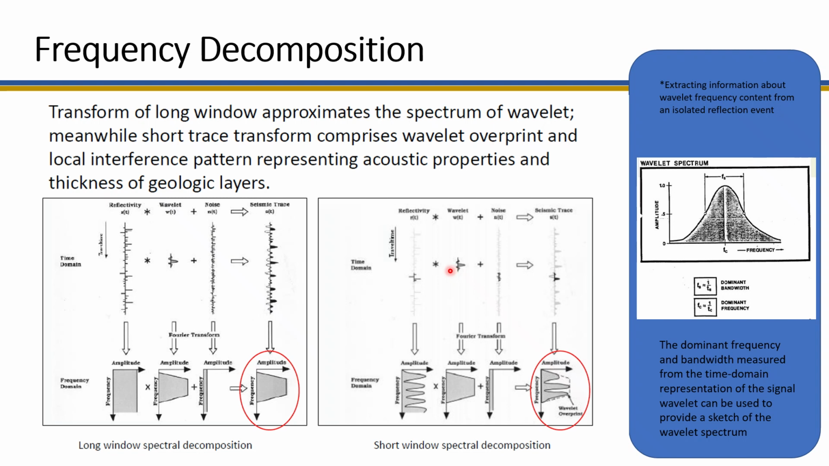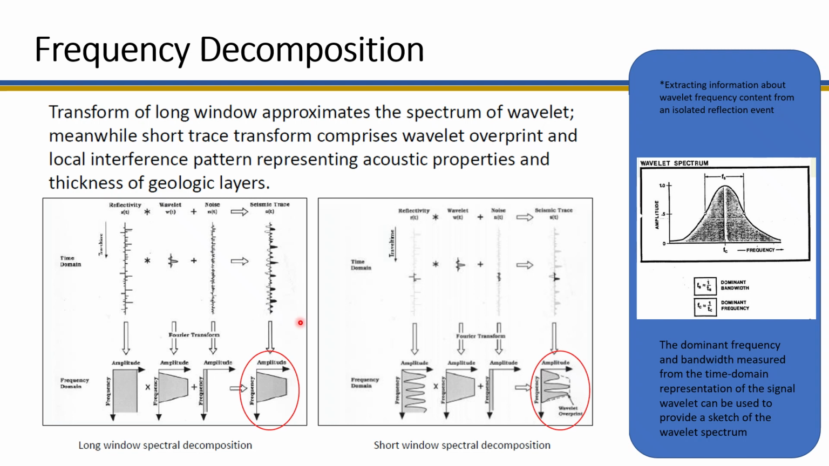The portion of the wavelet that is captured by the short trace will be distorted by a local interference pattern, which is caused by the acoustic properties and thickness of the particular geological layers. This difference in the transform of long and short traces can be used to identify different geological features.